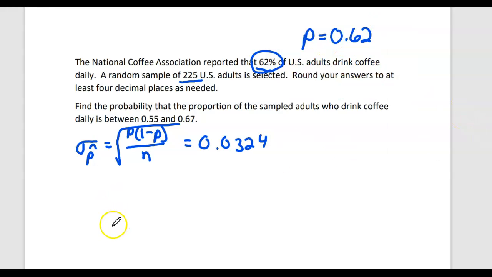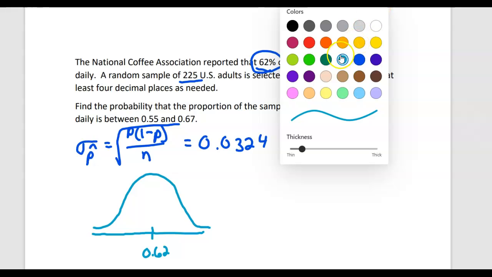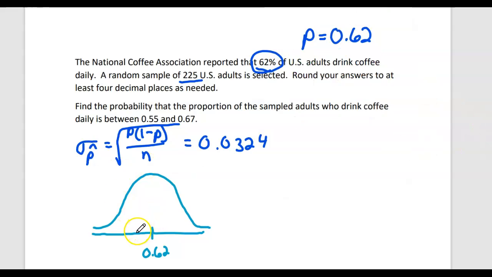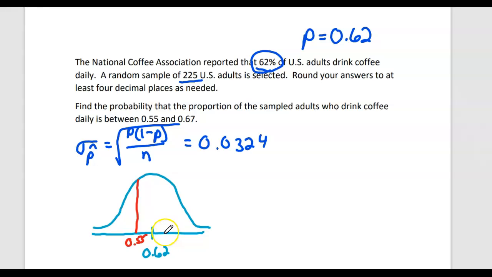Now, looking at this, I'm going to draw my curve, and it's going to be a little bit of a normal curve. And so I'm going to put a 0.62 in the center, because that's my middle, that's my mean. I want between 0.55 and 0.67. Okay, so if I put a 0.55, it's going to be somewhere over here. And my 0.67, well, it's going to be somewhere over here. And we want everything in between.